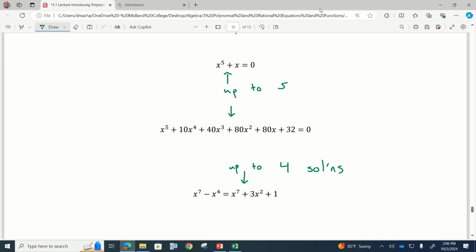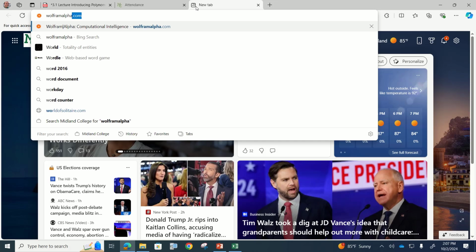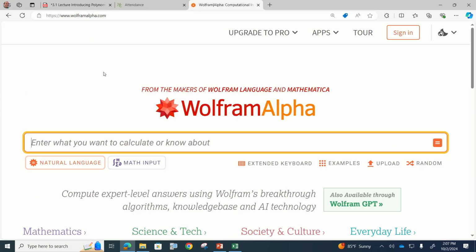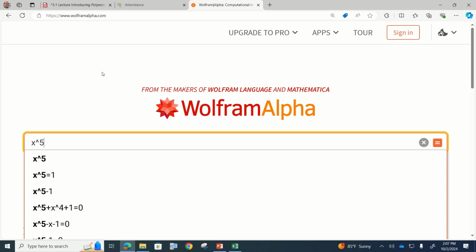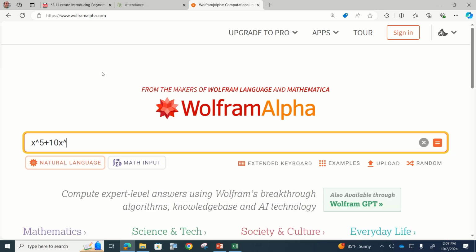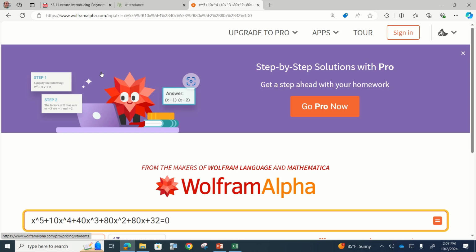Let me show you some examples using wolframalpha.com. Here's one: x to the 5th power plus 10x to the 4th power plus 40x to the 3rd power plus 80x squared plus 80x plus 32 equals 0. If you were looking at that equation, how many solutions could that equation have? It could have up to 5, right? It definitely can't have 6, but since the degree is 5, it could have up to 5 solutions.